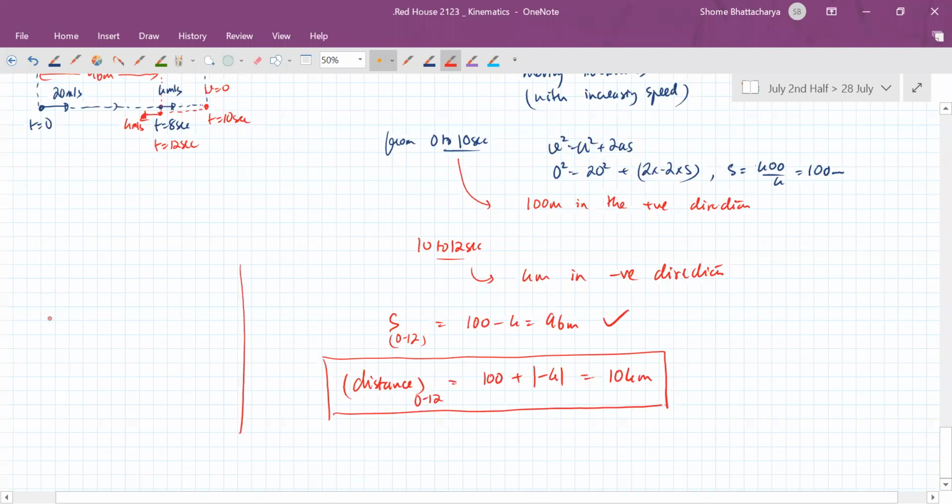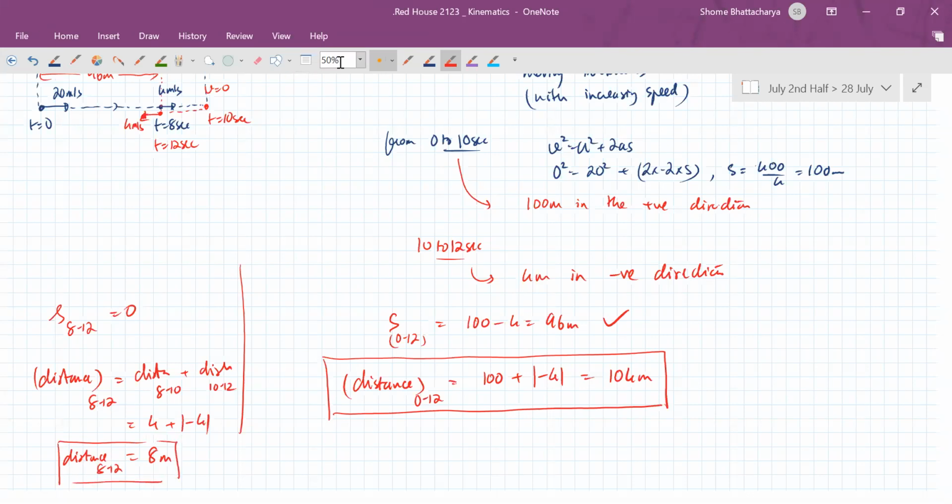Similarly, the displacement from 8 to 12 seconds was 0, but the distance from 8 to 12 will be what? The distance from 8 to 10 plus the distance from 10 to 12. So this is 4 meters only, but this is minus 4 displacement, so mod of minus 4. So it's traveling 8 meters distance in those 4 seconds, 8 to 12 seconds.